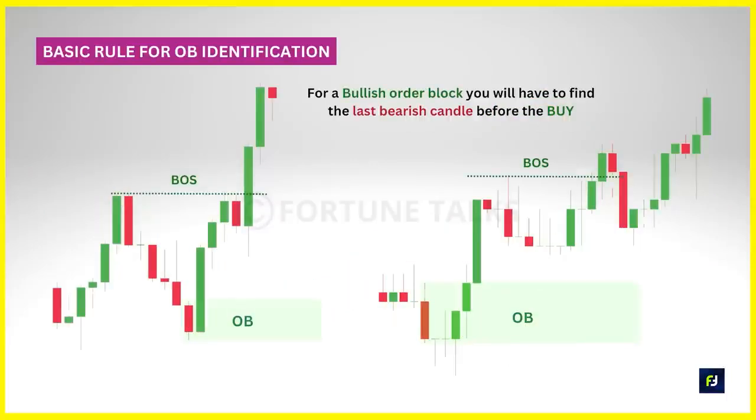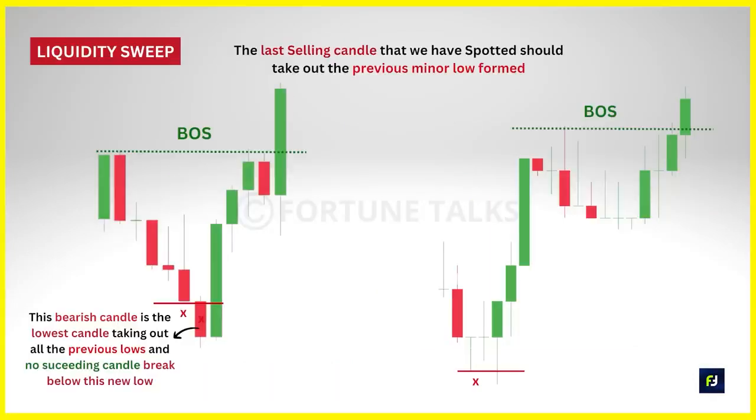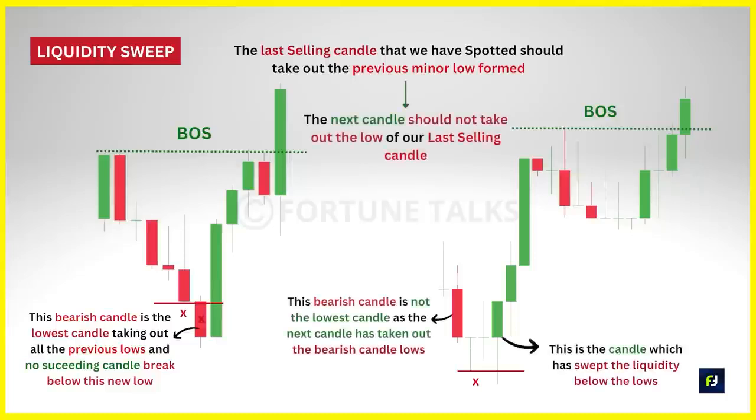We have already discussed the third point, but certain things still need more clarification. So in order to identify a bullish order block, you will have to find the last bearish candle before the buy. But it is not so straightforward. There are other things that you need to look for. The point is to check if there is a liquidity sweep involved. This means that the last candle that we have spotted should take out the previous minor low formed. This also means that the next candle should not take out the low of our last selling candle.